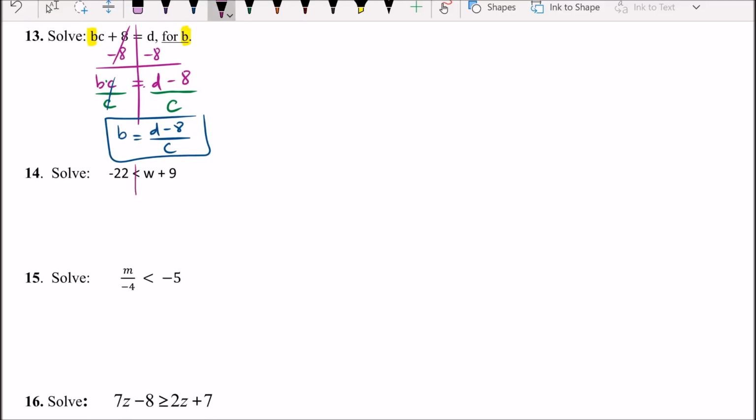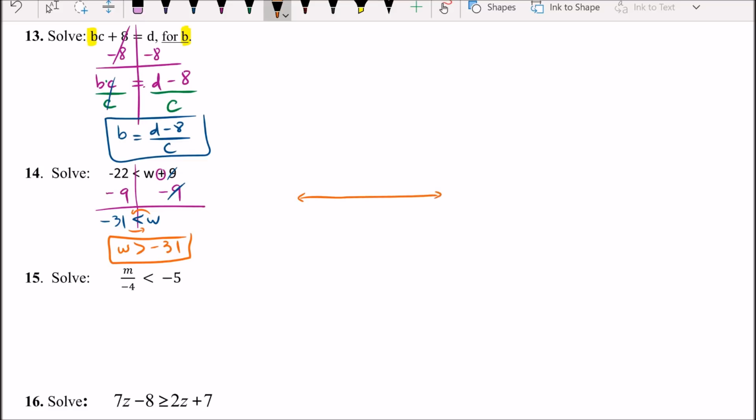Number 14. To get w by itself, you need to move 9 away. Since it's positive 9, we're going to subtract 9 on both sides. They're both negative. Negative 22 and negative 9 will give us negative 31 less than w. 9 and 9 cancel each other out. Now to graph this one, we normally put the variable on the left side. So I'm going to spin the whole thing, or we switch them. w greater than negative 31. And this is the answer.